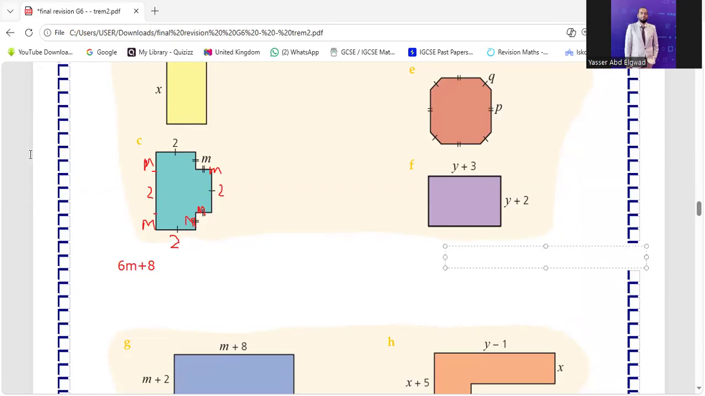The next one, it's a little bit easy. Just repeat it as we said before, y plus 3, and here is y plus 2. If you add them, we get 4y. And here is 3 plus 3, 6. 2 plus 2, 4. 6 plus 4, we get 10. The next one.